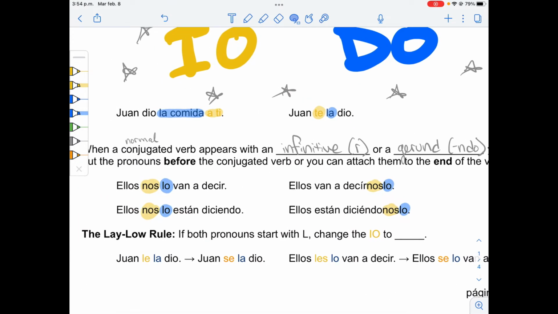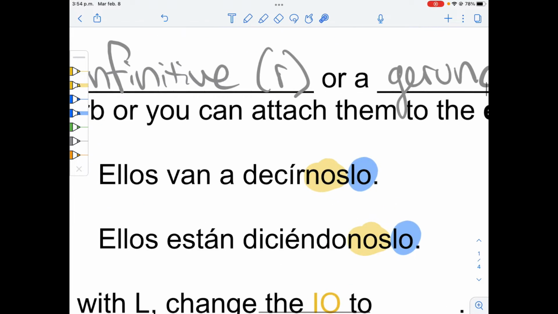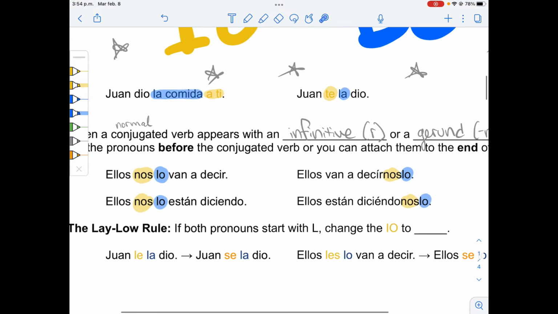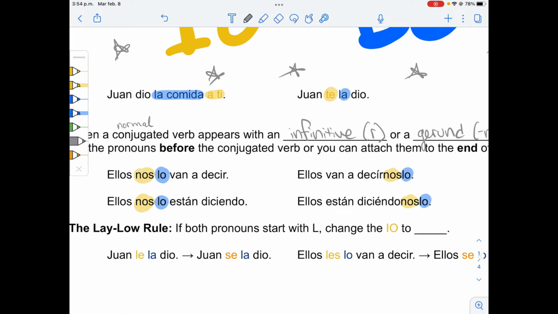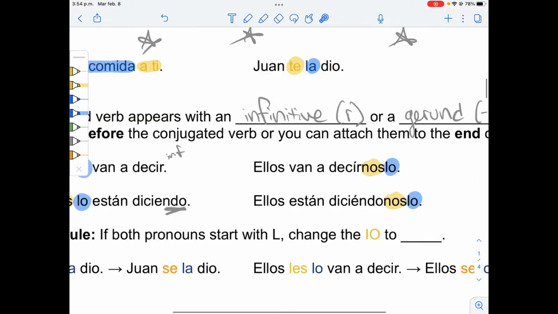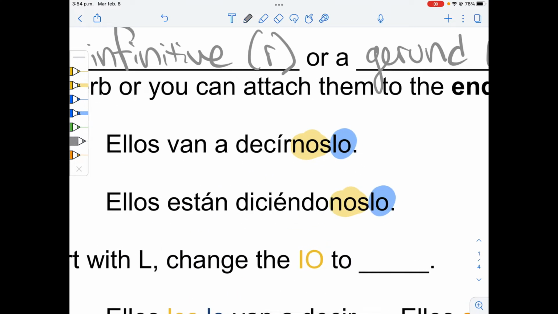So if they were going to tell it to us, they'd be ellos, nos, the indirect object, nos lo van a decir, or ellos van a decirnoslo. Just smash them all together in one word. Beautiful. Also works on our gerund, right? Nos lo están diciendo, great. Or you can just smack them all at the end of our ndo verb, great. Están diciéndonoslo. Wow, that's a mouthful.